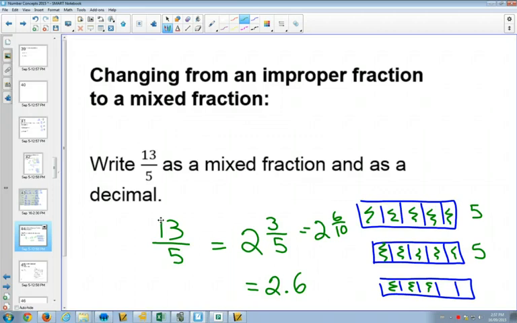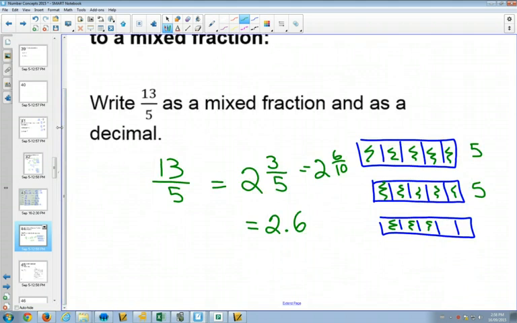Not all fractions are easy to change to decimal. So this one was a little bit tricky because you had to know that 3/5 is the same as 6 tenths to change it to 2.6. Sometimes, changing fractions to decimals, you'd have to use your calculator. I'm going to give you one to try on your own.